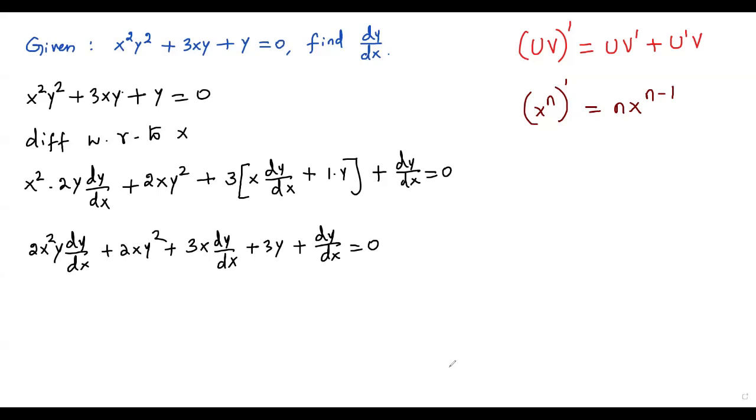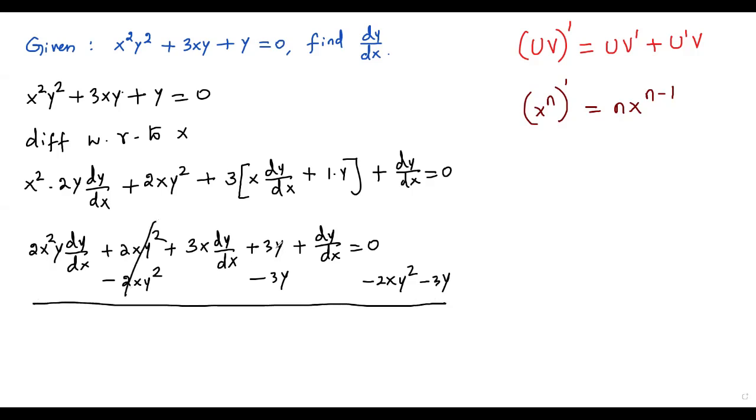Okay, now our aim is to find dy over dx. So let's keep the terms on the left side which contain dy over dx, and we have to get rid of the terms which do not contain dy over dx. There are two terms on the left side that do not have dy over dx, so we have to get rid of these two terms. For that, I subtract 2xy squared from both sides. And also I subtract 3y from both sides.